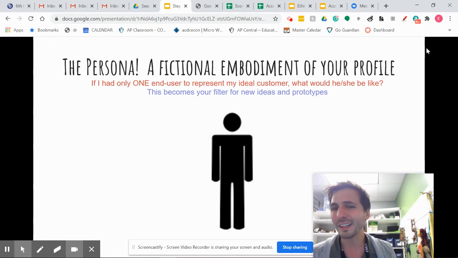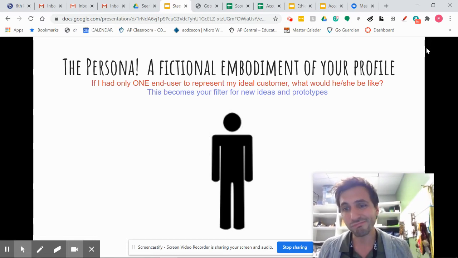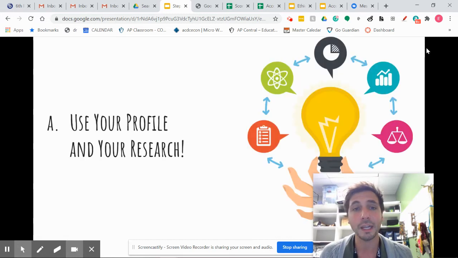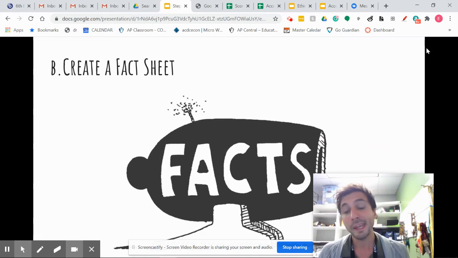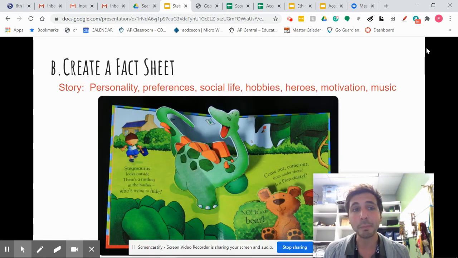One group had Doug as their persona, and I heard them say Doug like a billion times by the time we presented. It was on their lips every single day, because what they're really trying to figure out is, what would Doug want? And that really becomes a good guiding principle. So you're going to use the profile. You're also going to do additional research, and most of the time you just discuss, who do you think this person would be? And you'll create a fact sheet. The fact sheet will have name, age, address, salary, job, education, all of those things about that person.